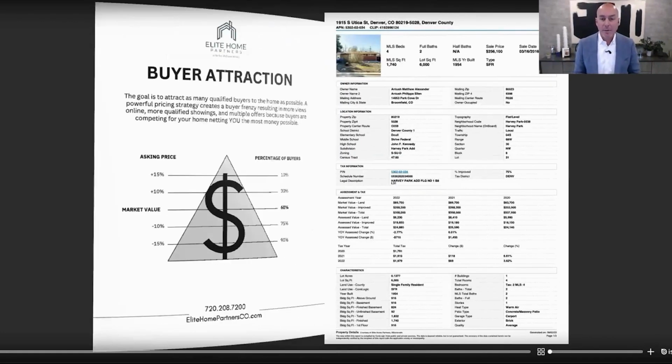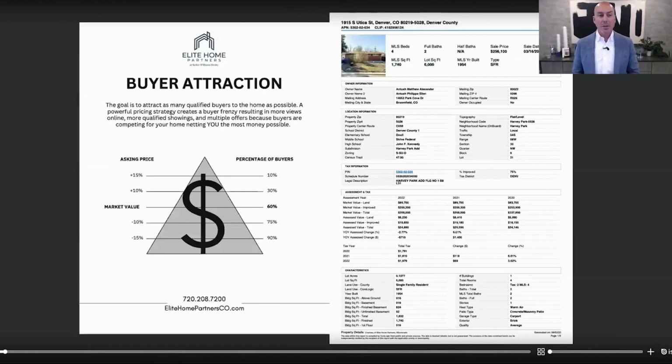So the first thing we're going to flip over to is your buyer attraction page. So I'm just going to go through it. First of all, let's talk about how we attract buyers.